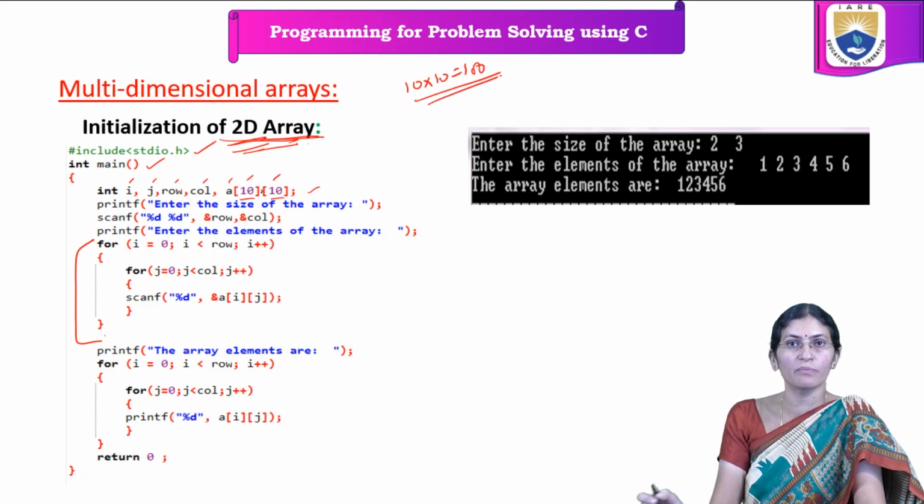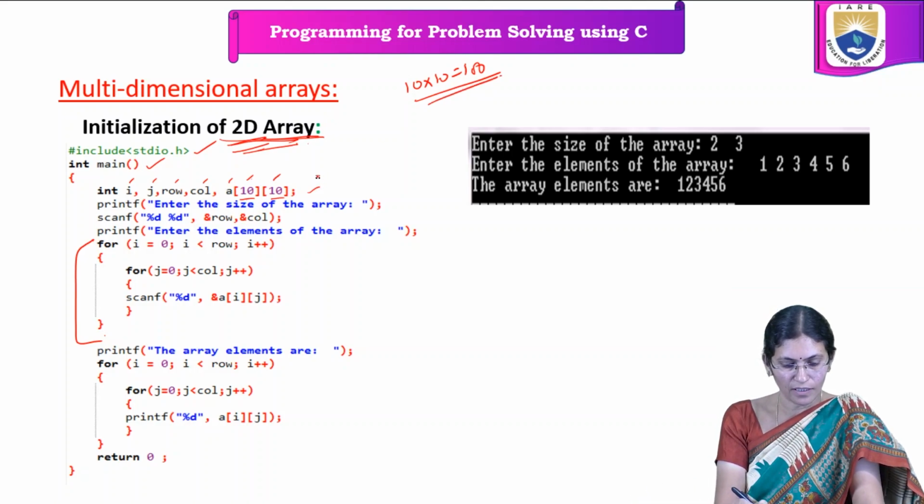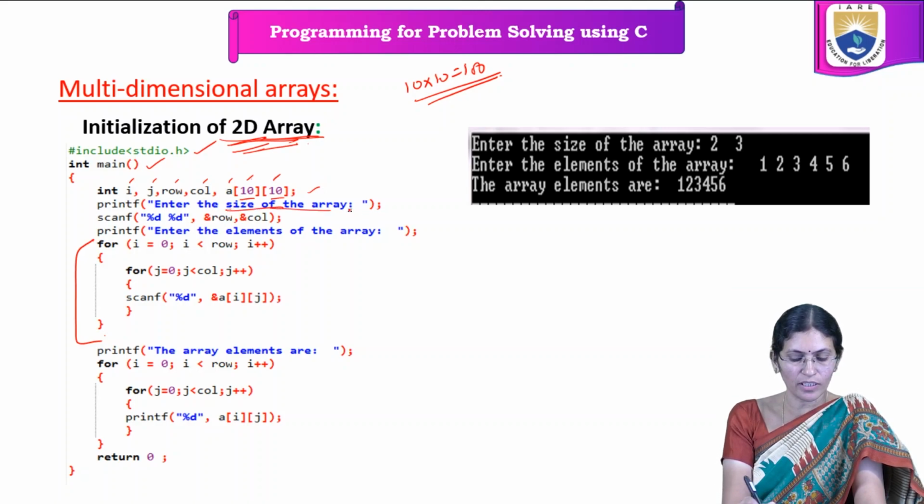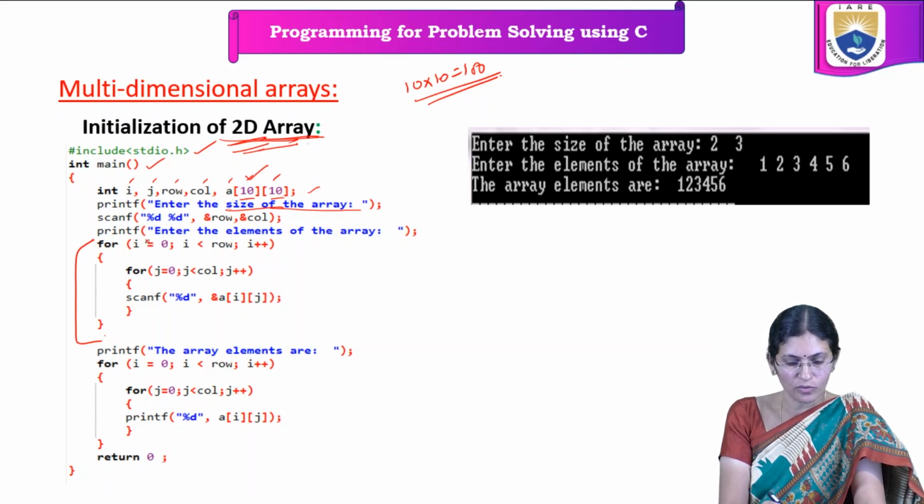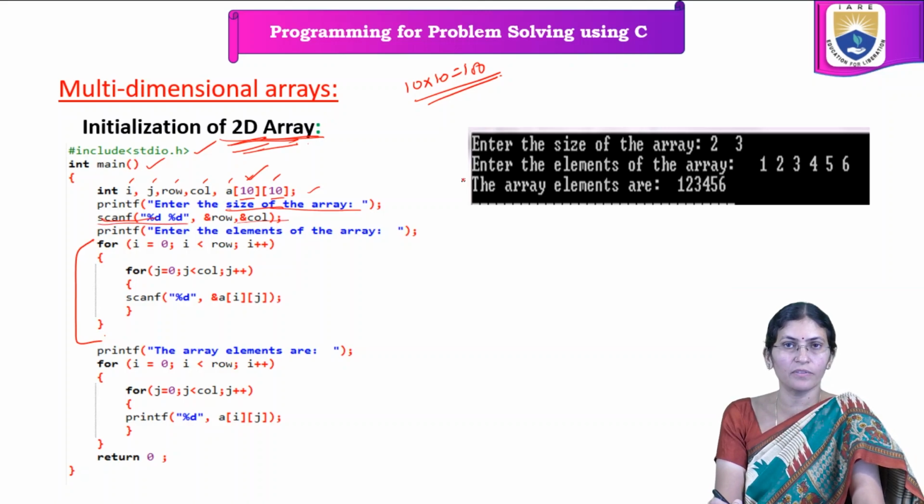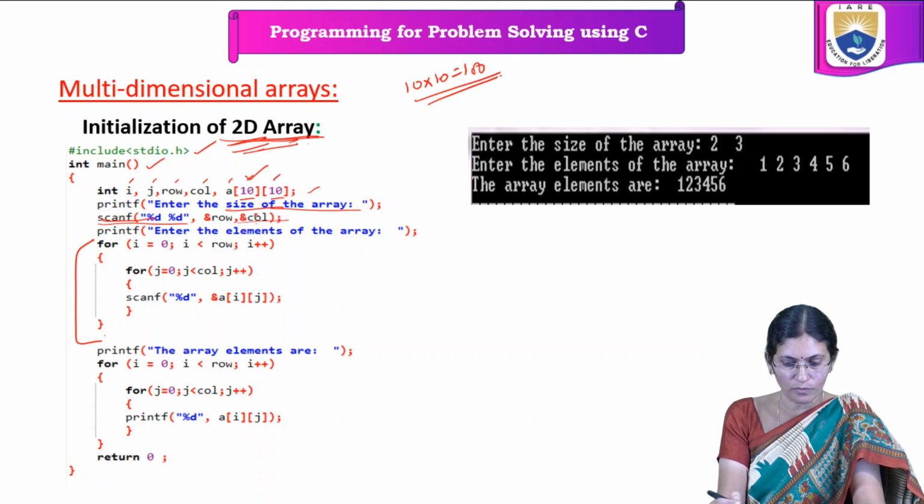So the maximum number of elements which can be read into the array is 100. Now enter the size of the array. This depends upon the user. So for user-defined rows and columns, we have written this scanf function, which will read the number of rows and columns.